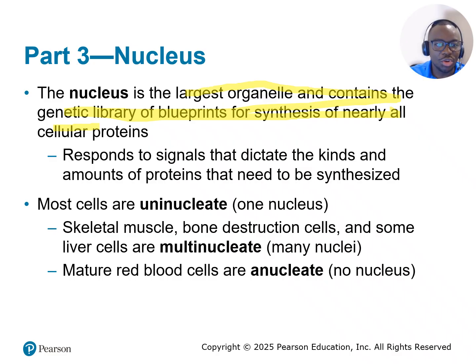Most cells are uninucleate or have only one nucleus. Some cells are multinucleate or have more than one nucleus, for example, skeletal muscle cells. Mature red blood cells are anucleate or have no nucleus.